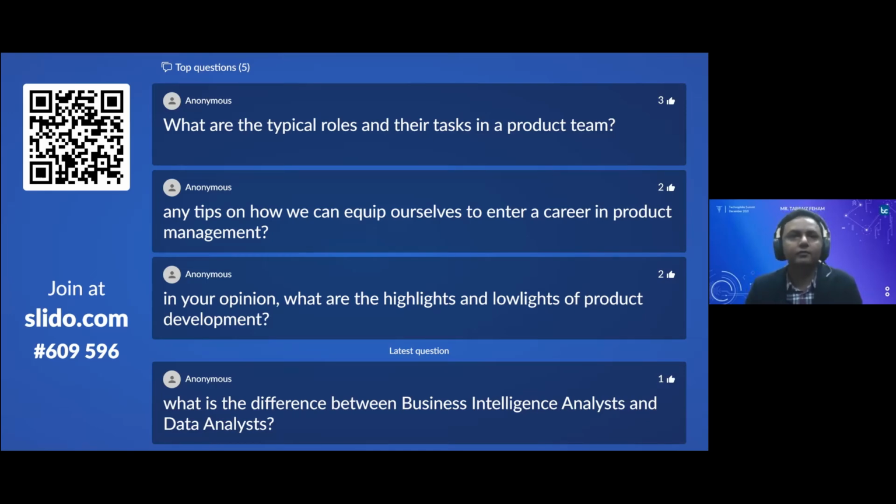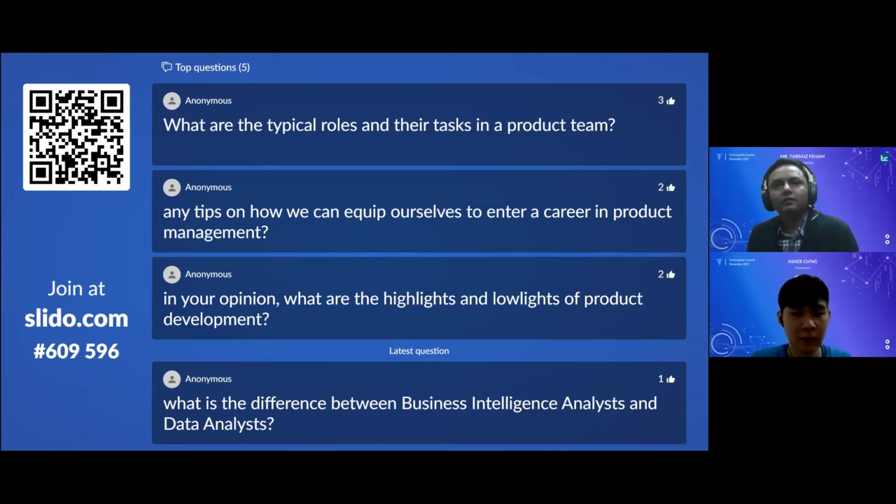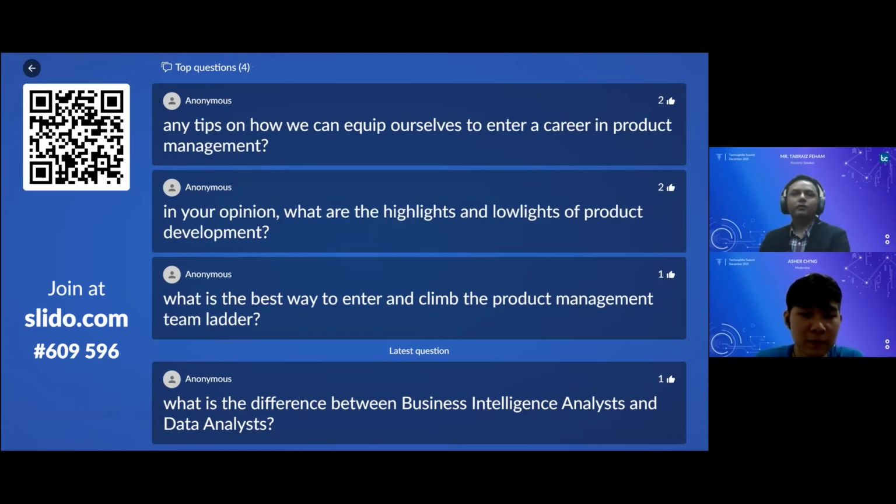Yep. Okay. For the second question, are there any tips on how we can equip ourselves to enter a career in product management? Definitely. As I highlighted in my presentation as well, the base thing to get started, if you would like to be a product developer or product manager, is that you should be business oriented. You should have insights into the business. You must go into the business's shoes in order to understand the overall business workflow.